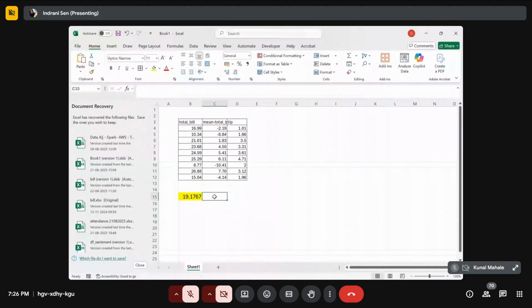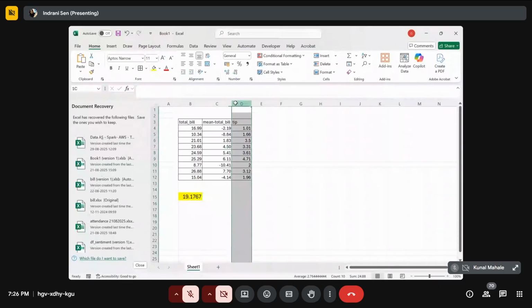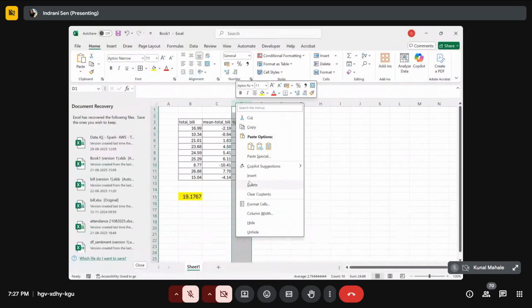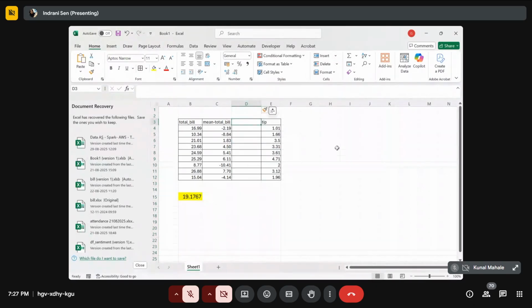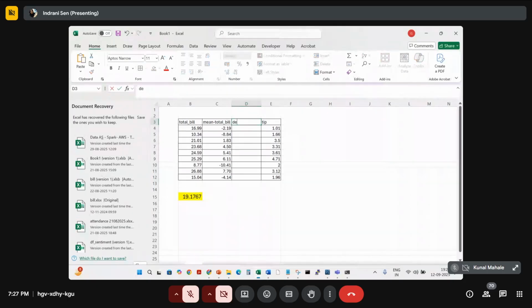Now, this is the deviation from the mean. If you want to add them up and calculate a total sum, what will happen? The minus will cancel the plus. That means positives will cancel the negatives. To prevent that, we are creating a column called deviation from mean square, deviation from mean and square.